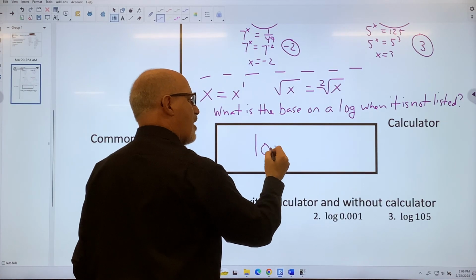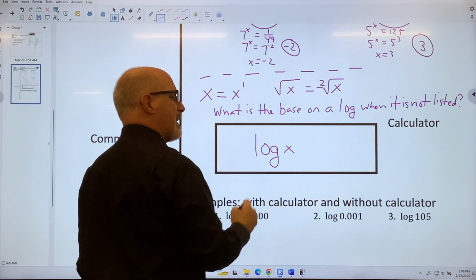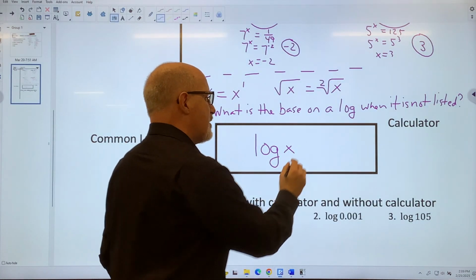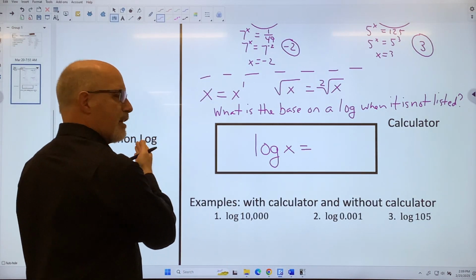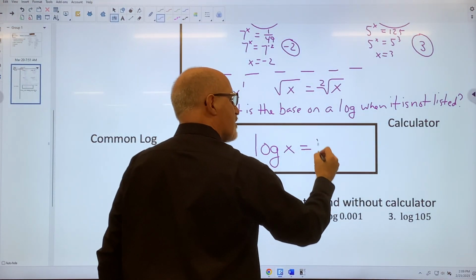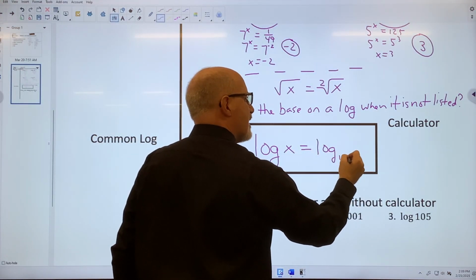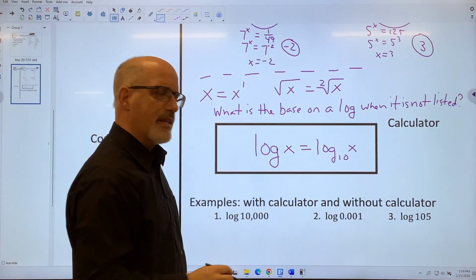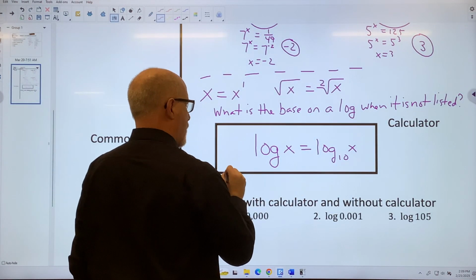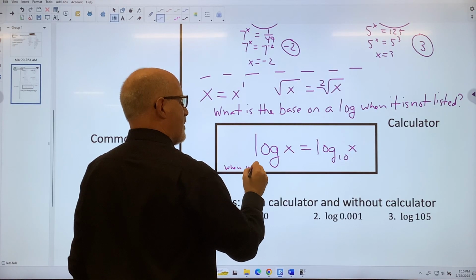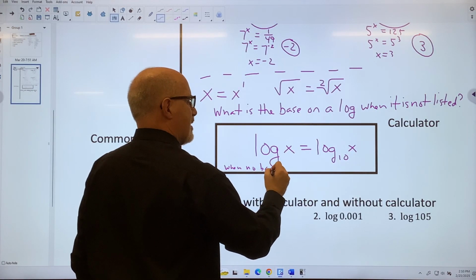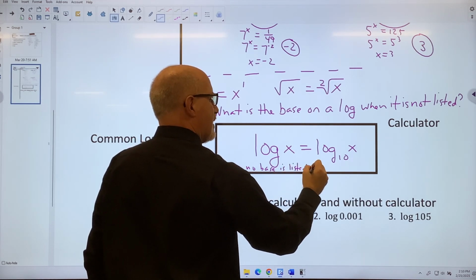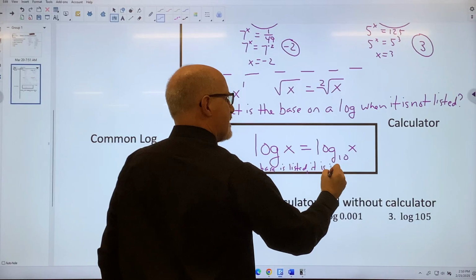So if we have a log of, let's say, x here, and there's no base listed, what you need to know is that's called the common log. The common log is log base 10. So when no base is listed, the base is a 10, okay? So when no base is listed, it is base 10.